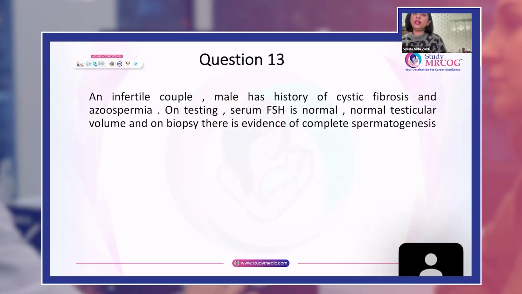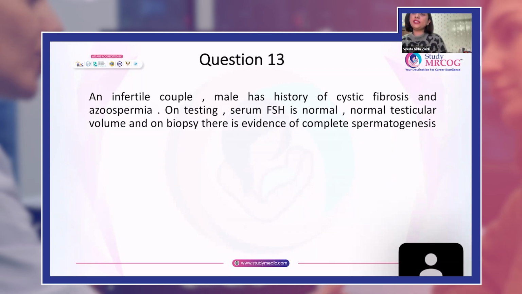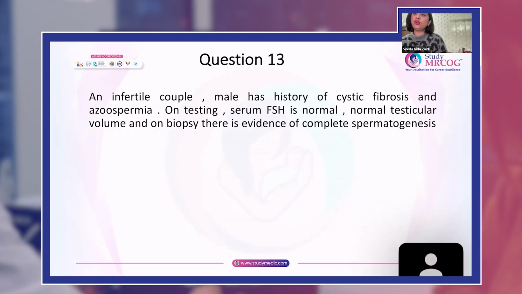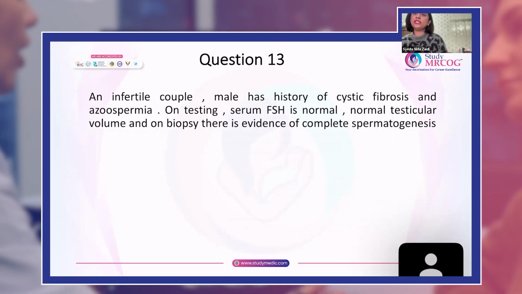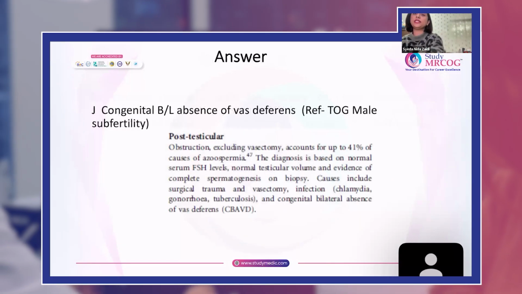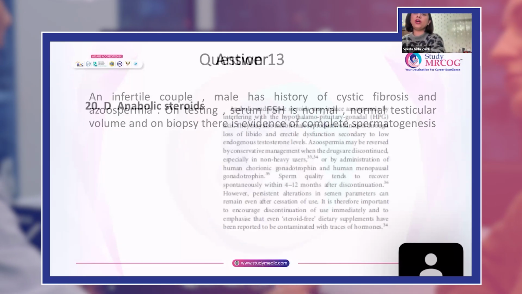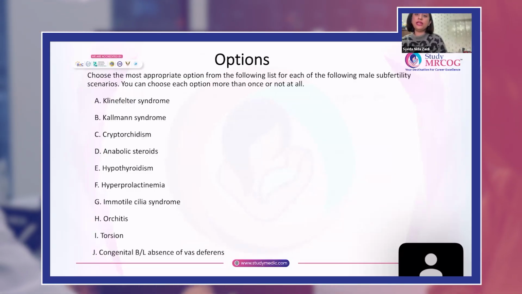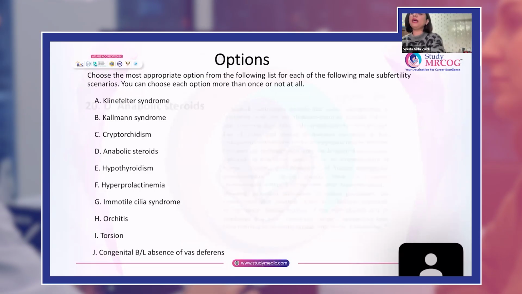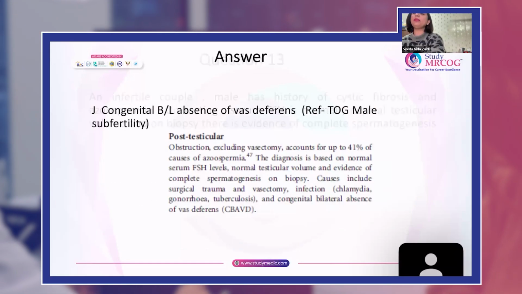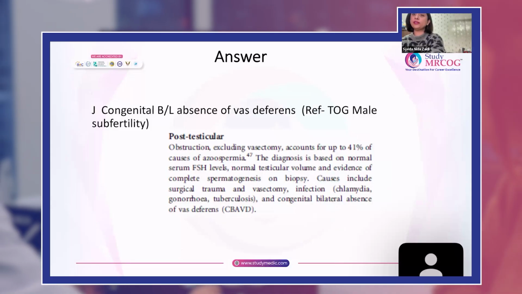Okay, question number 13. An infertile couple, male has history of cystic fibrosis and azoospermia. On testing, serum FSH is normal, testicular volume is normal, and on biopsy, there is evidence of complete spermatogenesis. So what can be the option in this case? Now, when we go back to the options, the best option that comes to our mind is J, congenital bilateral absence of vas deferens. That mostly happens in people who have cystic fibrosis.